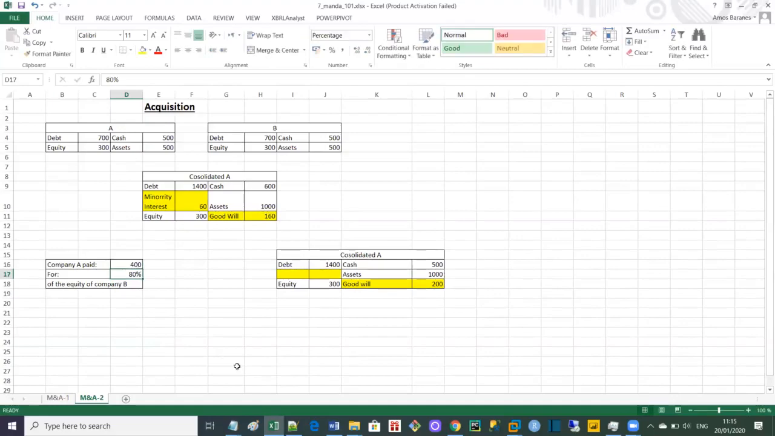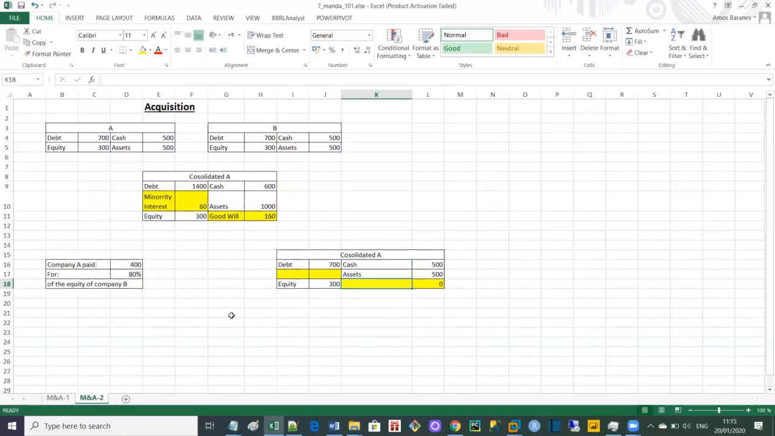Let's do the same exercise again. What happened now? We're buying only 80%. So let's start all over here. I will erase here and put the 700. That's the way the books look of company A before the acquisition. This one is also 500, and here I'm going to write 0. And I'm going to delete this account altogether.